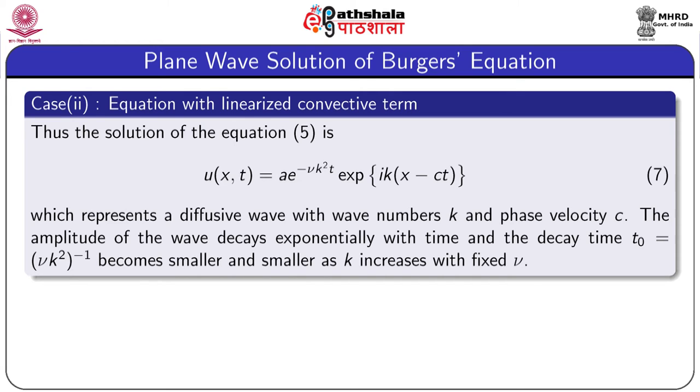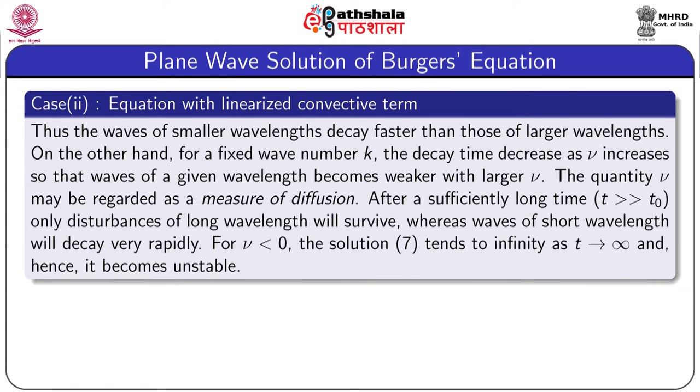And if nu is less than 0, the solution becomes unstable. Thus, the waves of smaller wavelength decay faster than those of larger wavelengths, or in other words, for a fixed wave number k, the decay time decreases as nu increases. So, the waves of a given wavelength become weaker with larger nu, and the quantity nu can be regarded as a measure of diffusion. So, after a sufficiently long time, only the disturbances of long wavelength will survive. And I have already told that if nu is less than 0, solution 7 tends to infinity, that means the solution becomes unstable.